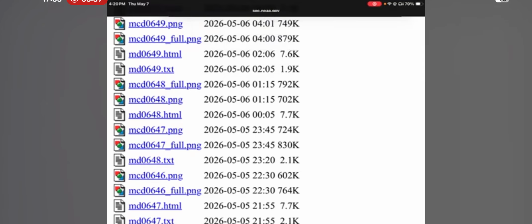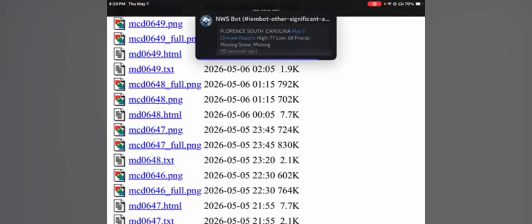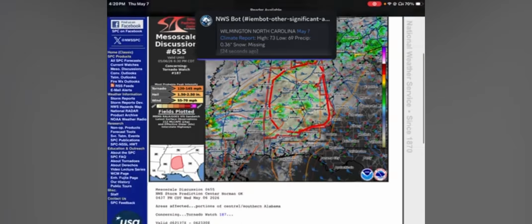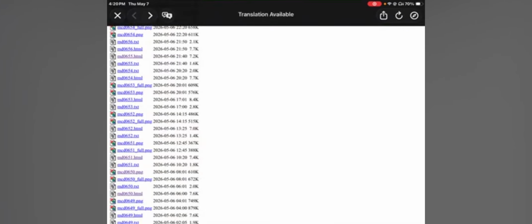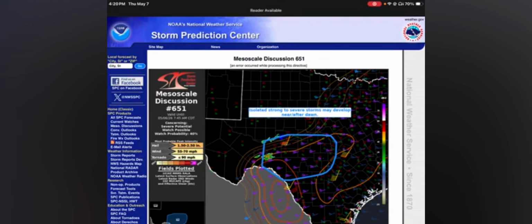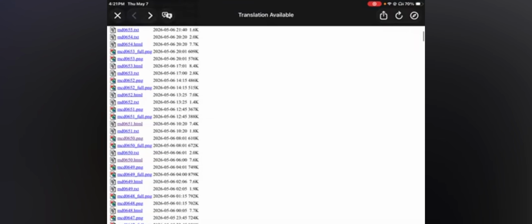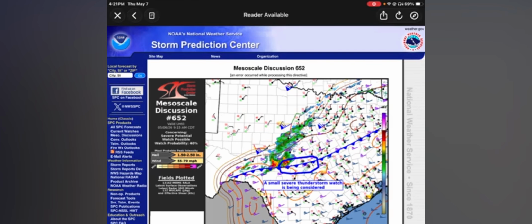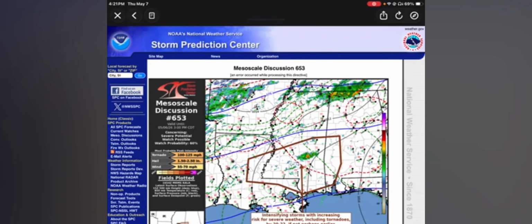And here it is. So we're essentially going to go through all of the mesoscale discussions that were issued for the actual severe weather event, like when it actually started. I'm just going to look real quick. No, one before that. No. So mesoscale discussion number 653 onward. Okay, so this is essentially the start of everything.